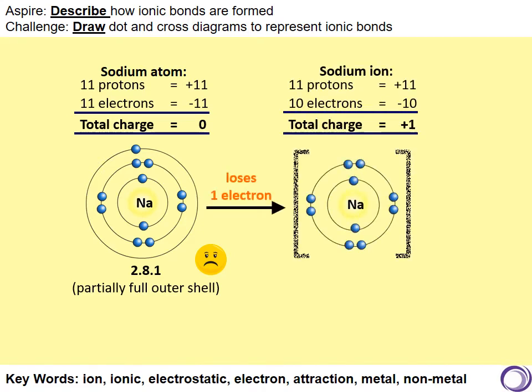This now means that it has 11 protons still, because it's still sodium, and if we change the proton number we change the element. But now it only has 10 electrons because it's lost one, and if we add our charges up now we get a charge of plus 1. We tend to draw ions in square brackets and we put the charge outside of the square brackets. Here we can see that its outer shell is full and this ion is now happy.